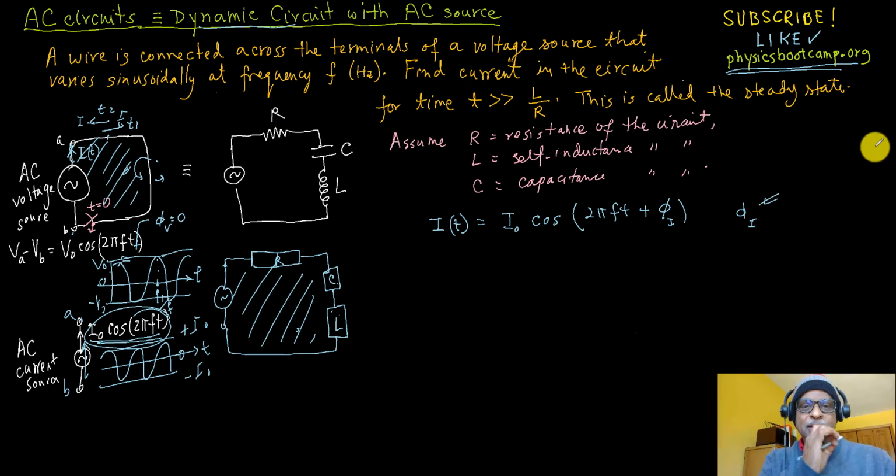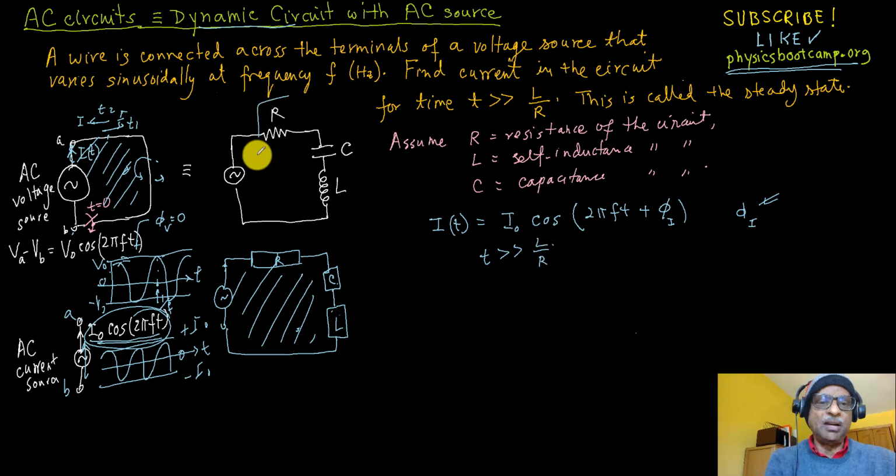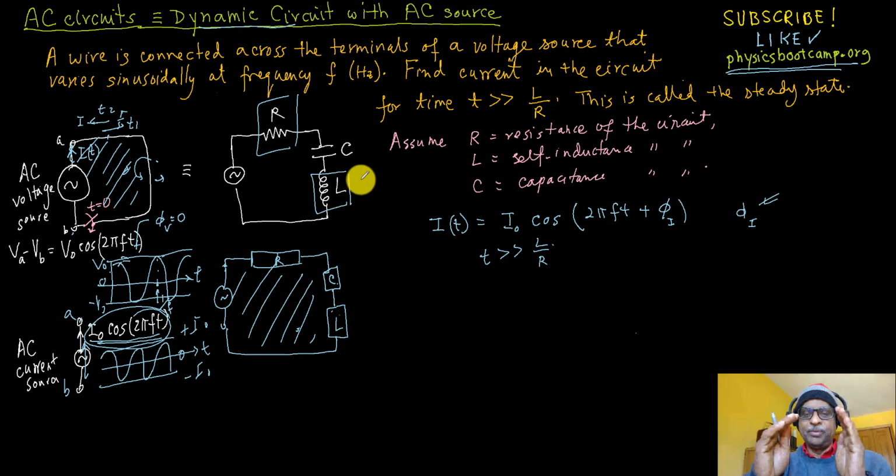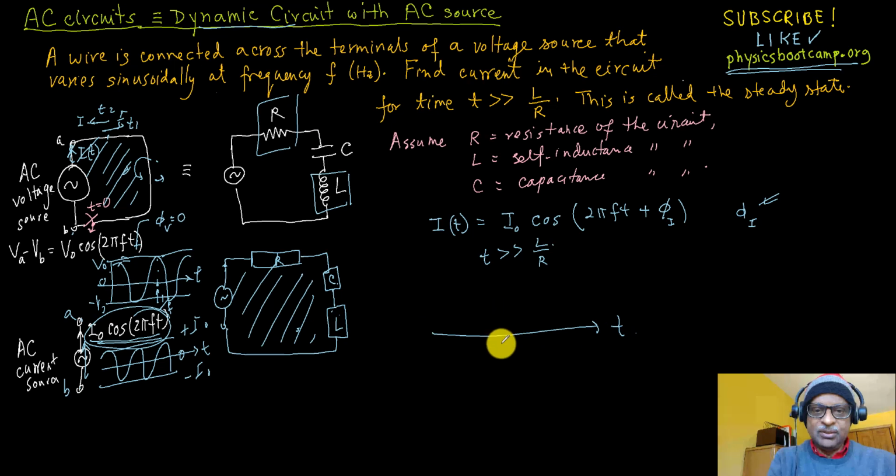Now this is the case only if t is much greater than this damping time. Because you have R and L, there's a damping part to it. So if this is L over R, there is complicated behavior in this time. Let's look at the current I.